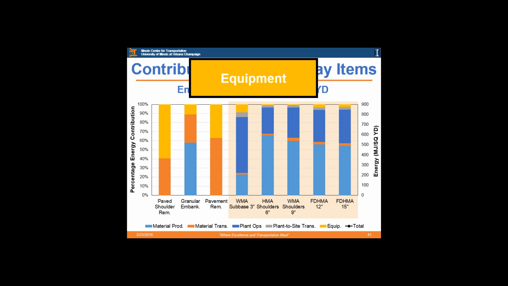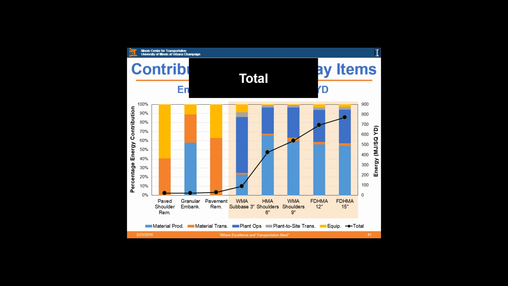So we can see that depending on the type of pay item, the processes that are contributing to the energy are different. And that's something that can be useful to help us pinpoint what are the major contributing factors to the energy. And this is just the total. Before we had percent contribution, so this is the total energy per square yard for these processes. And as expected, again, we have the higher percentages or higher energy impacts from pay items that have a lot of material, like full depth asphalt and shoulders.